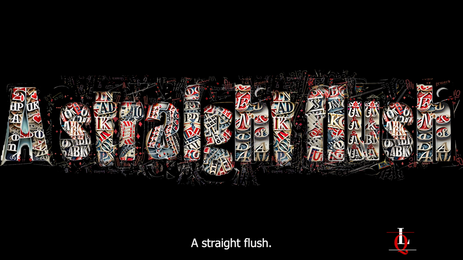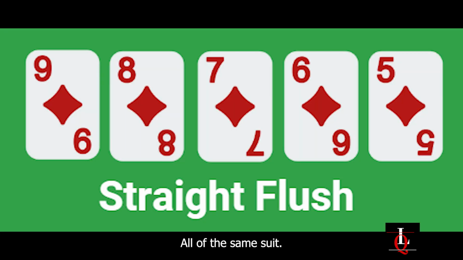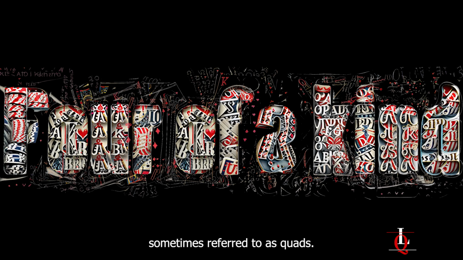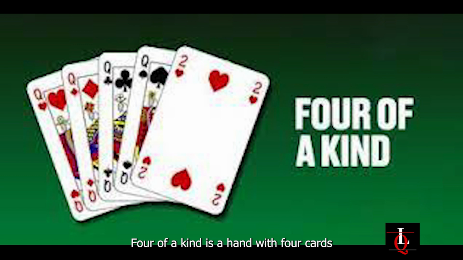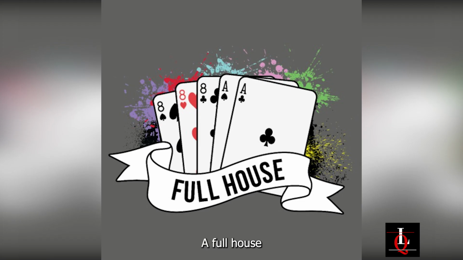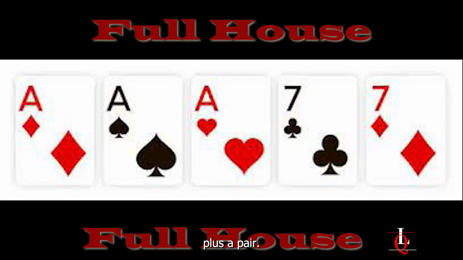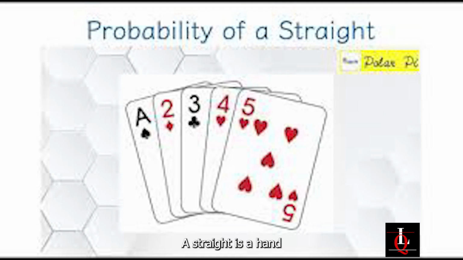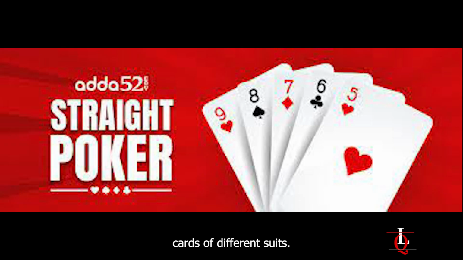A straight flush. A straight flush is 5 cards in a row, all of the same suit. 4 of a kind, sometimes referred to as quads. 4 of a kind is a hand with 4 cards of the same rank. Full house. A full house or boat is a hand with 3 of a kind plus a pair. Flush. A flush is a hand with 5 random cards of the same suit, all hearts but not in numerical order. Straight. A straight is a hand with 5 consecutive cards of different suits.